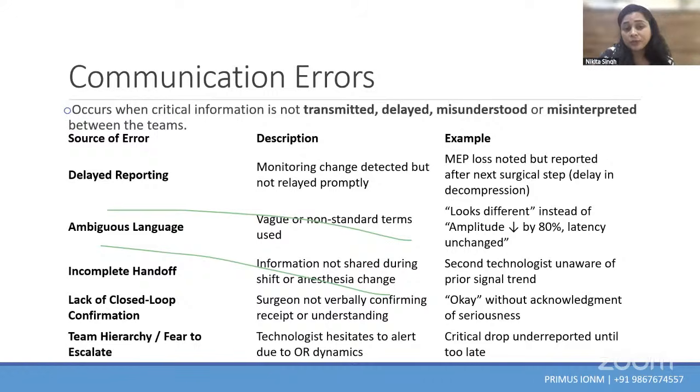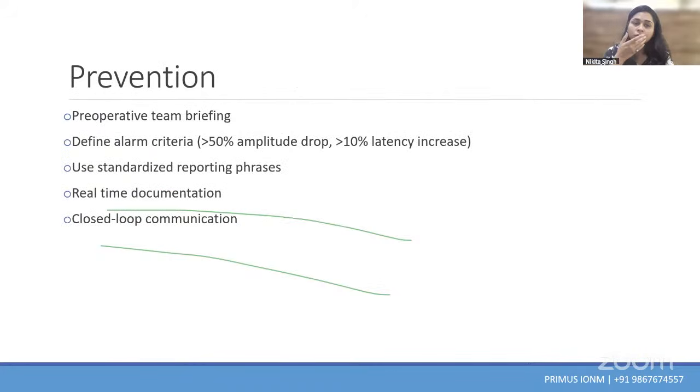Then the fear to escalate any errors. So the prevention of this is pre-operative team briefing. It is always good to have a team briefing before the surgery so that everyone is well aware of what the surgery is going to be and what are the steps each one of us is going to take. Then if there is an alarm criteria, if the amplitude has dropped by 50% and if the latency is increased by 10%, then it is an alarm criteria. You should inform the surgical team immediately.